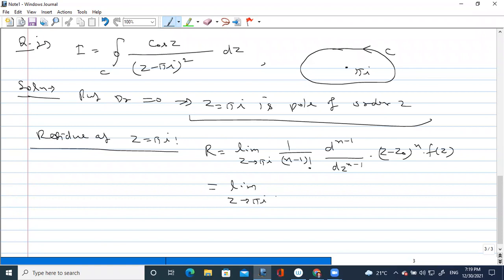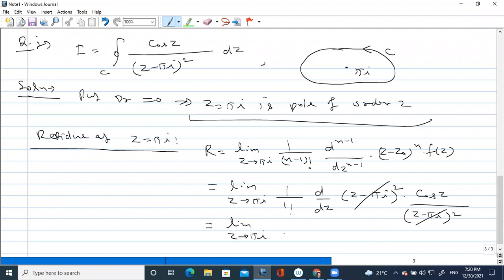Limit z tends to pi i, 1 upon factorial 1 only, since 2 minus 1 is 1, and this is d by dz only. So z minus z0 means z minus pi i into f(z). f(z) is cos z divided by (z minus pi i) to the power 2, so this is also power 2. So this will be cancelled, and differentiation of cos z we can directly write. So this will be limit z tending to pi i of d by dz of cos z, which is minus sin z. And in that you can put the value pi i. So that will be minus of sin pi i.